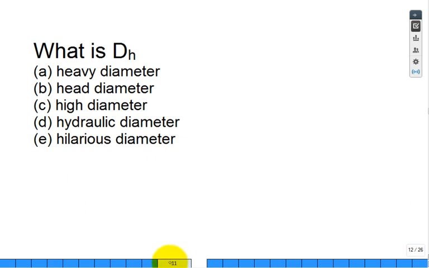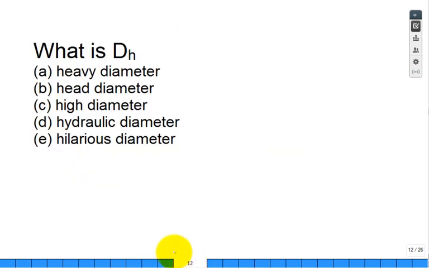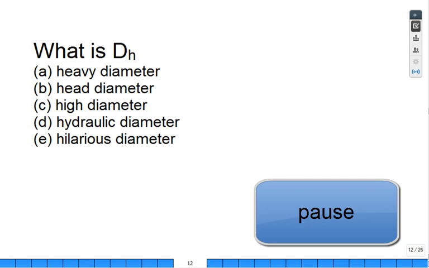Okay, come back here. And what do we have right here? I know that I wrote the Reynolds number is a function of diameter, but they put another subscript on the subscript. Can you kind of see it right there? What did they put? A subscript H on the D. So, clicker question, this should be easy. What is this D with the subscript H? Is it the heavy diameter, the head diameter, the high diameter, the hydraulic diameter, or the hilarious diameter?